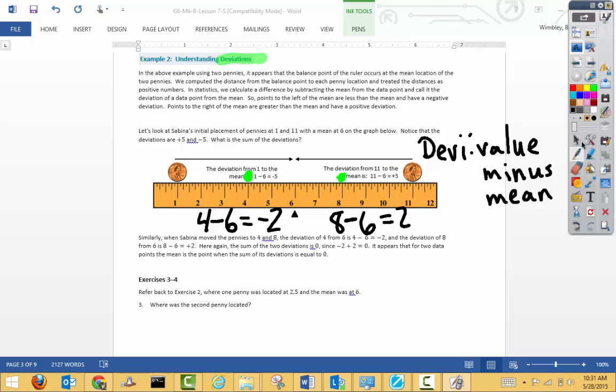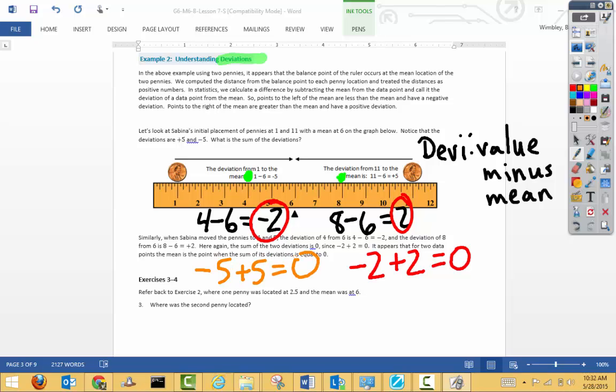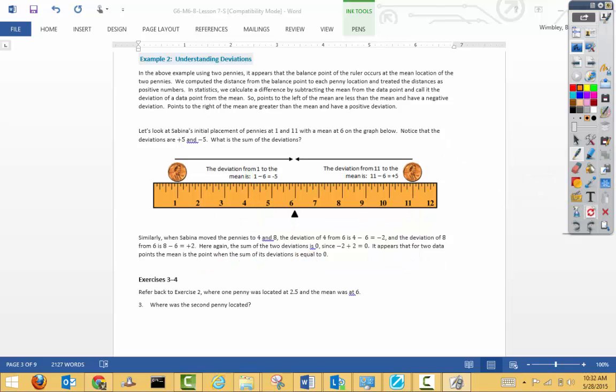I want you to notice something. What do you notice about my deviations? Well, I should notice that when I add my deviations, I get 0. It was the same thing when I had my deviations of negative 5 and 5. When I add my deviations, I get 0. Whenever I add my deviations together, I get that 0. That 0 lets me know that it's at a balancing point and that I did my math correctly. Alright, so let's keep going.